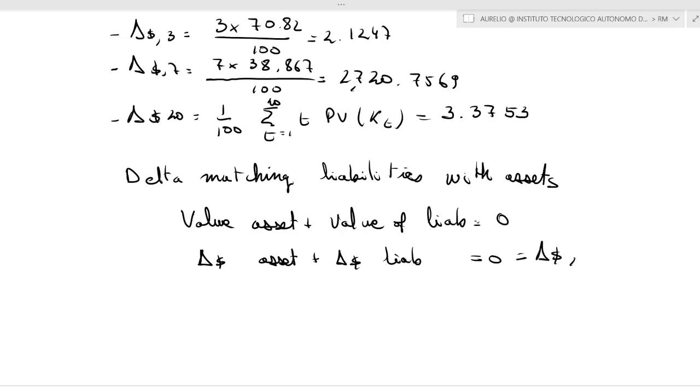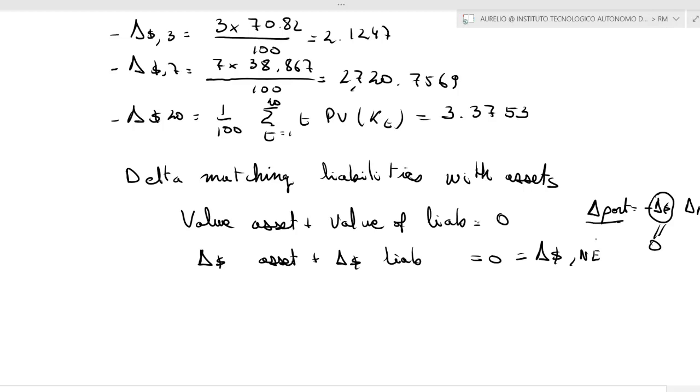By setting this to 0, when interest rates change, the change in my portfolio is going to be equal to minus delta dollar times the change in rates. But if this thing is equal to 0, then my portfolio is not going to be sensitive to changes in interest rate.